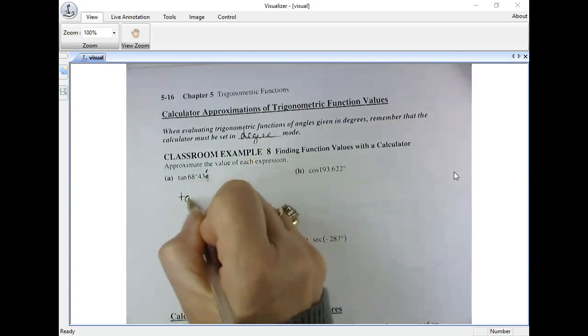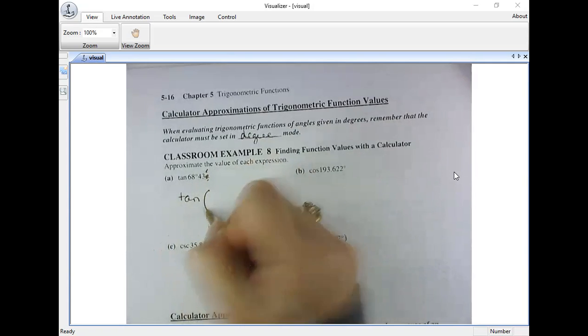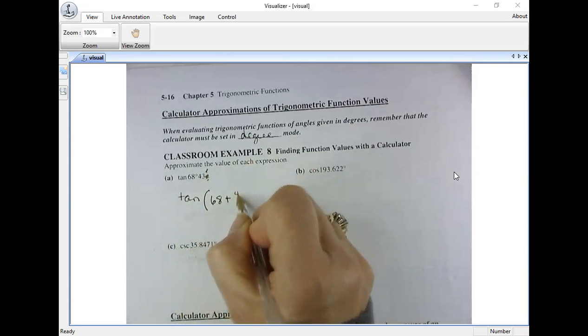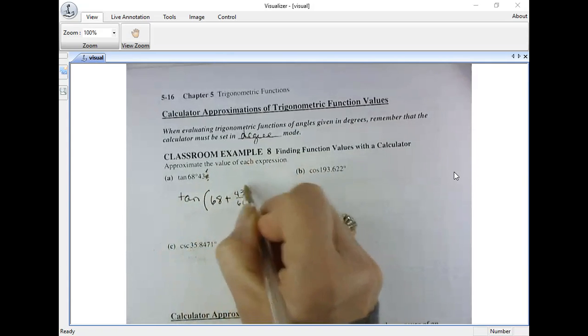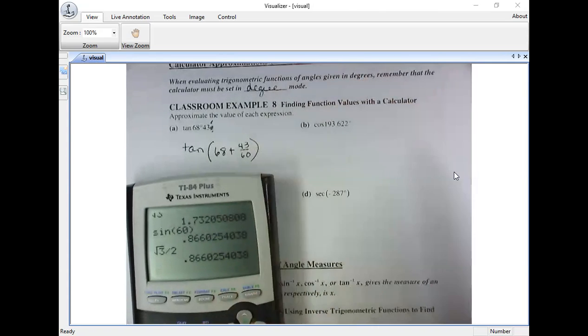So you're going to type in tangent, and then when you put in your angle measure, in parentheses, you'd want to put 68 plus 43 divided by 60. Okay? So let's see what happens if we do that. Does that make sense? All right, and that has to be in a parentheses. So I'm going to find my tangent button. I'm going to type in 68 plus, and because I'm putting a fraction in, I want to go ahead and put that in another parentheses just to make sure we don't have any mistakes with order of operations.